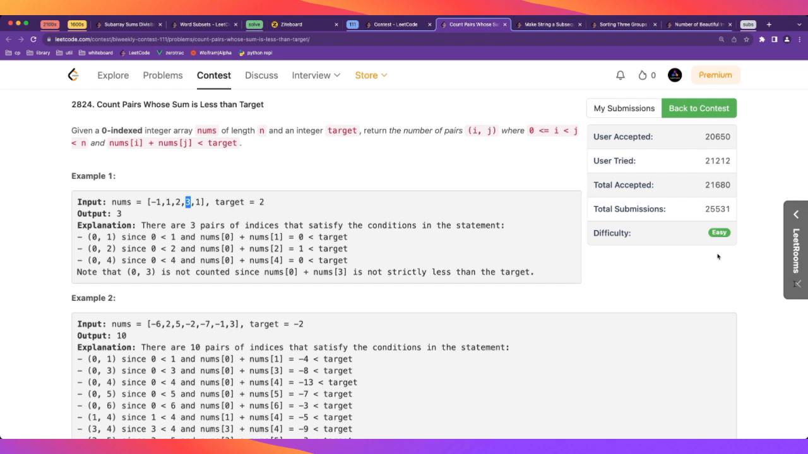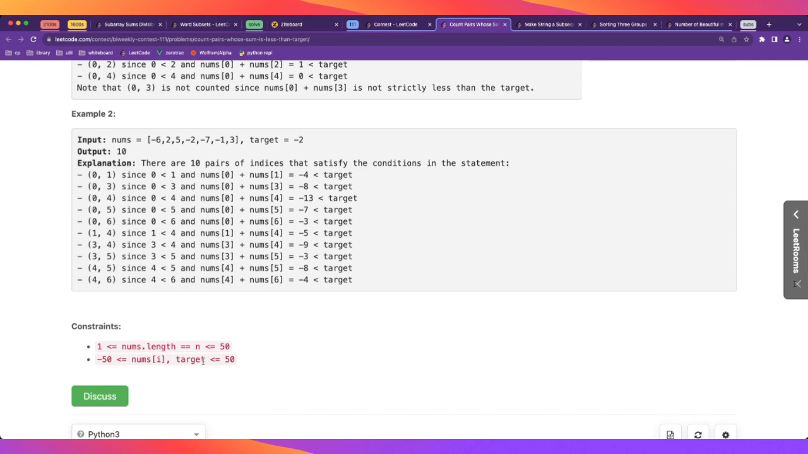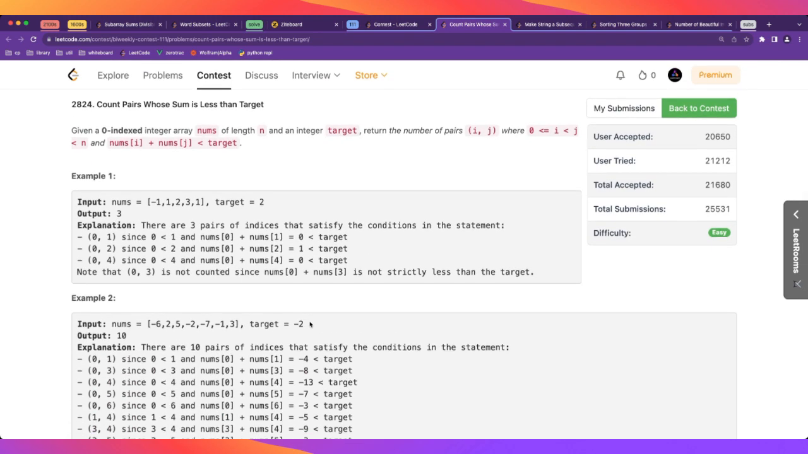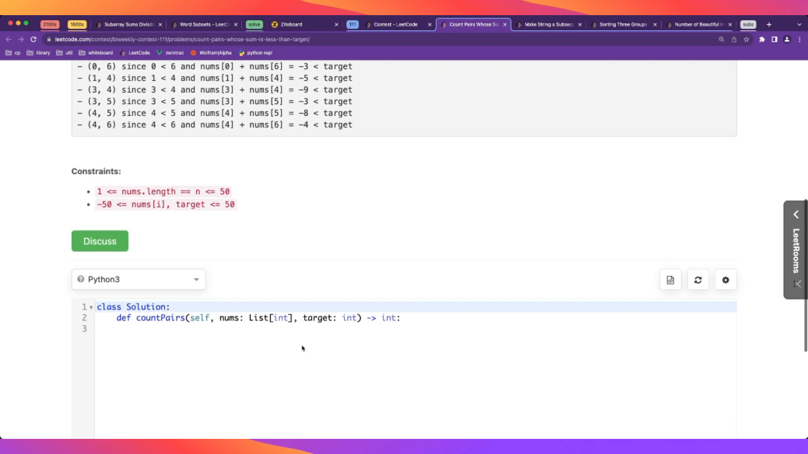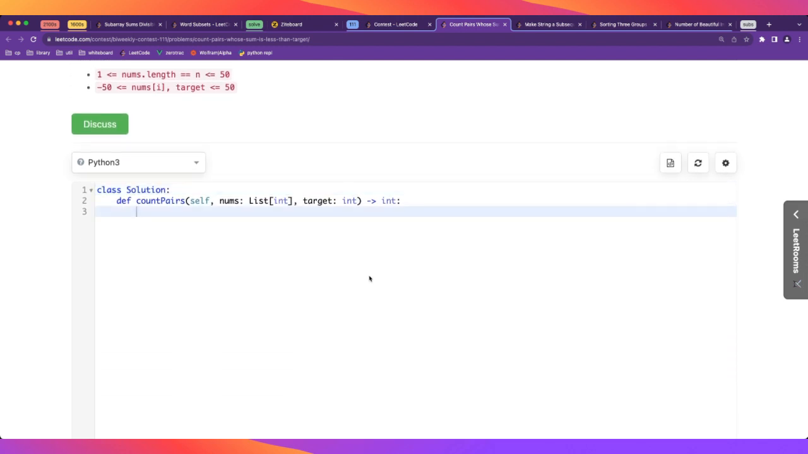So as usual, we should go for the brute force approach. At least we should consider the brute force search initially, and given that the size is n and we know that there are n square pairs, then it should be fast enough. So let's just code it.